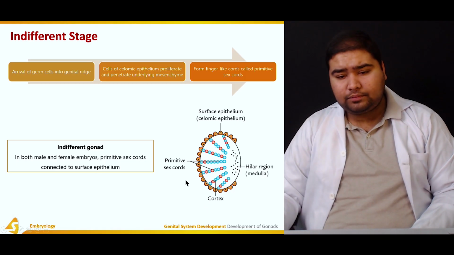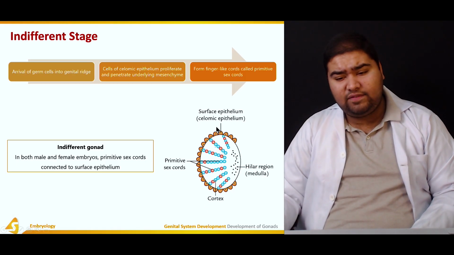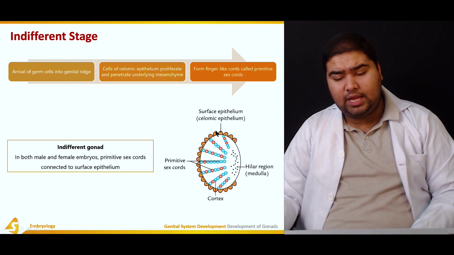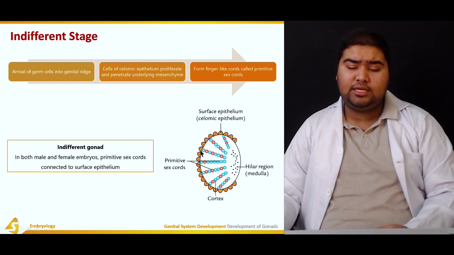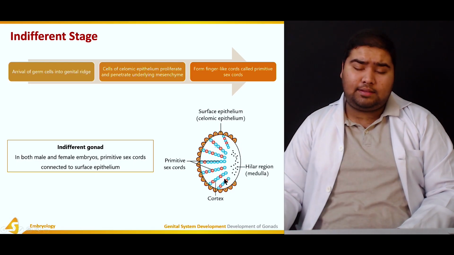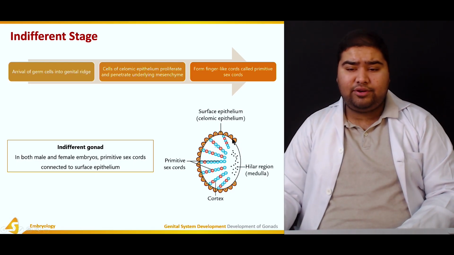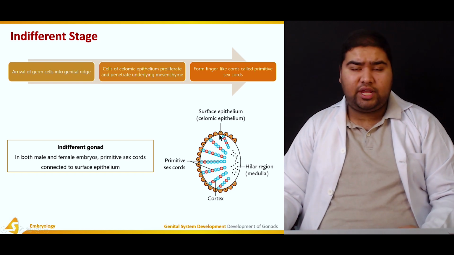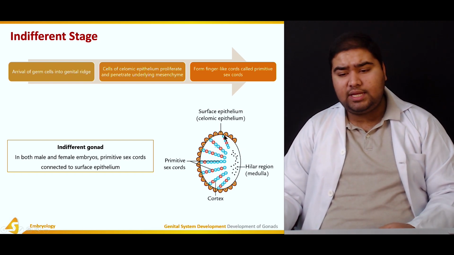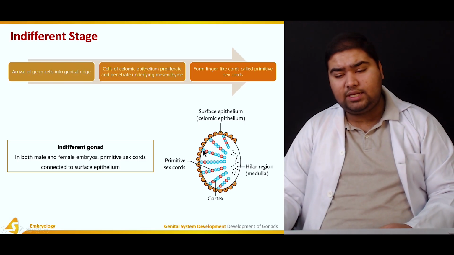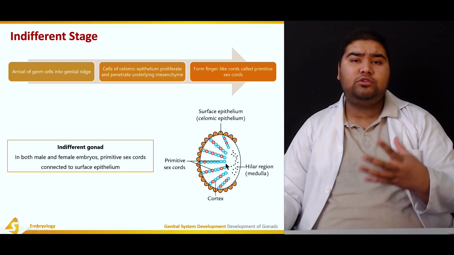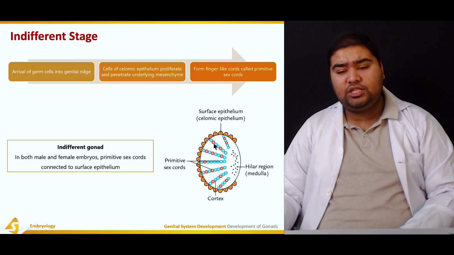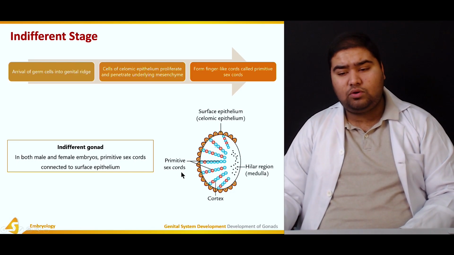Now you can see in this figure, this is the surface epithelium or the coelomic epithelium. Now the primordial germ cells, when they arrive at this genital ridge, cause the surface epithelium to undergo proliferation. As a result of proliferation, these finger-like projections project into the mesenchyme of the genital ridge. These finger-like projections are known as the primitive sex cords.